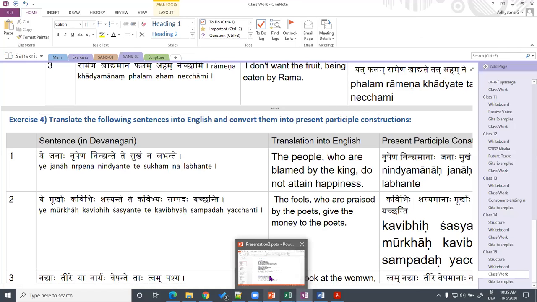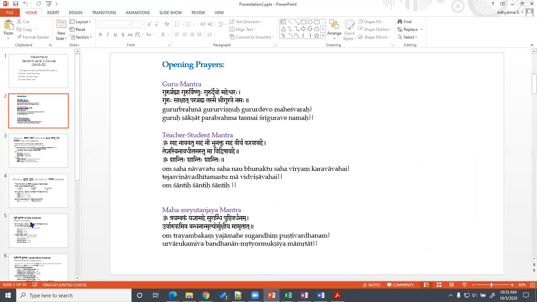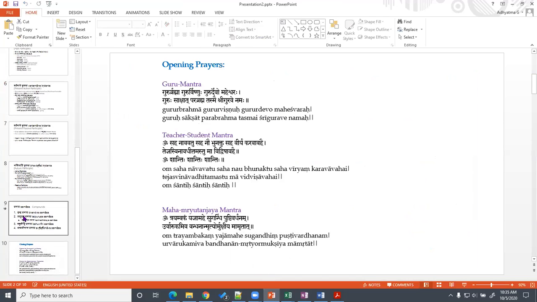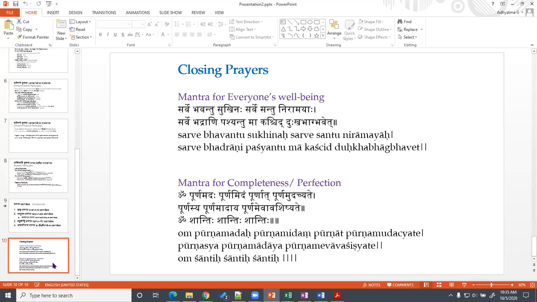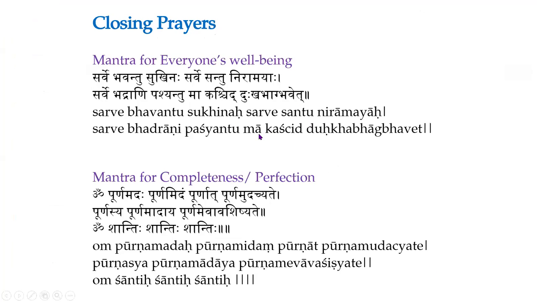So for the next class, if any one of you is not able to attend regularly, next time we will be discussing the participle. That's a very important concept. Please do try to attend and solve the exercise. Even if you can solve partially, it's okay. If you don't have time to solve the whole exercise, even if you solve partially, it will give you some clarity about the concepts.